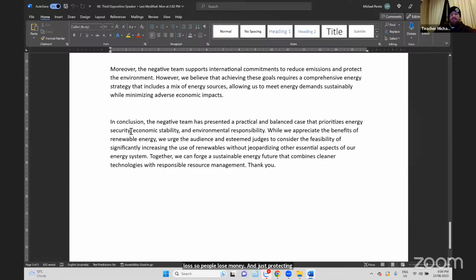And finally, we're going to sum up our argument and say, in conclusion, the negative team has presented a practical and balanced case that prioritizes energy security, economic stability, and environmental responsibility. So we're going back to citing all of our team's main arguments. While we appreciate the benefits of renewable energy, we urge the audience and esteemed judges to consider the feasibility of significantly increasing the use of renewables without jeopardizing other essential aspects of our energy system. Again, we agree that we should go green, but do it responsibly, and let's not cause any other big problems. Together, we can forge a sustainable energy future that combines cleaner technologies with responsible resource management. Thank you. So, one final plea to everybody that we can do this responsibly and in a smart way where we minimize the people that are affected.